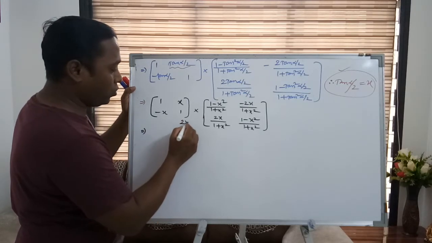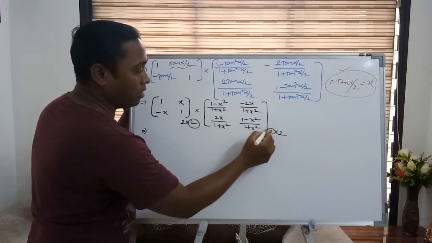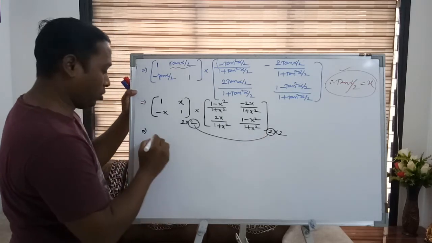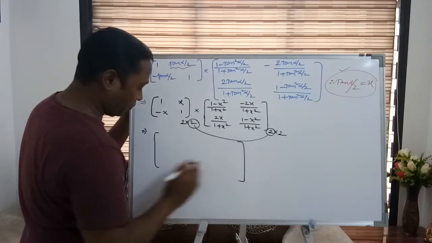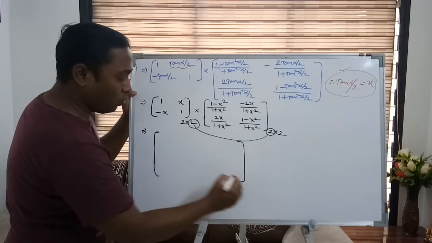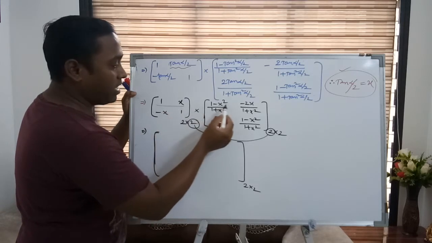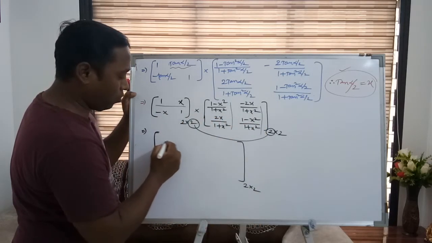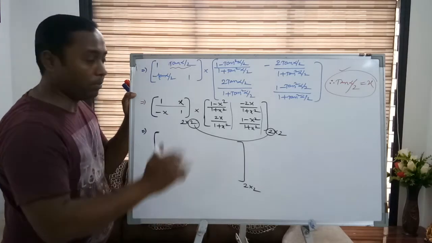So here the order is 2 by 2, and here also the order is 2 by 2. The number of columns and rows are the same, hence we can do the multiplication. The resultant matrix will be of order 2 by 2 only. How do we get it? First row multiplied by first column, because we have 4 elements: row 1 C1, row 1 C2, row 2 C1, row 2 C2.